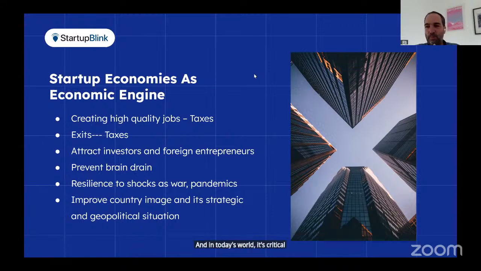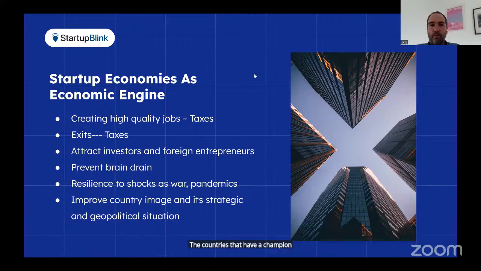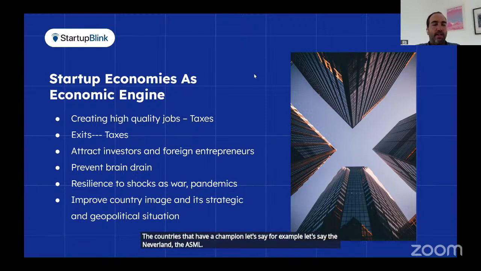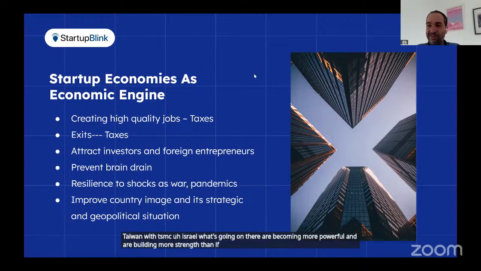You've seen that the world is becoming more and more fragmented. The countries that have a champion, let's say, for example, the Netherlands with ASML, Taiwan with TSMC, Israel with what's going on there, are becoming more powerful and are building more strength. If they would have a weak startup ecosystem, probably now no one would care about them in a way. So that's kind of like a way to improve your geopolitical situation by creating those winners. That's something that has to be taken into account.